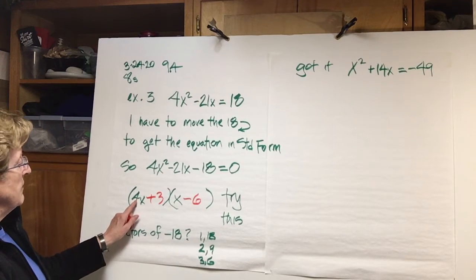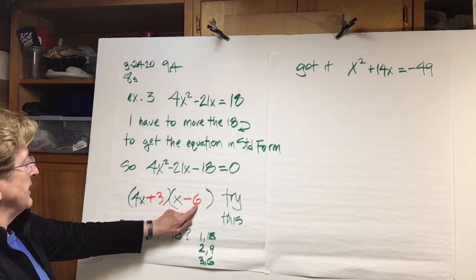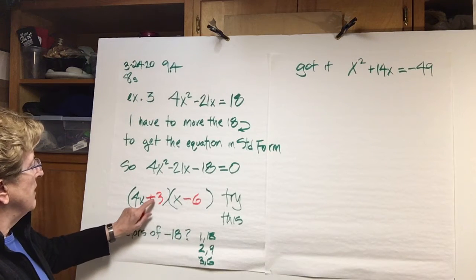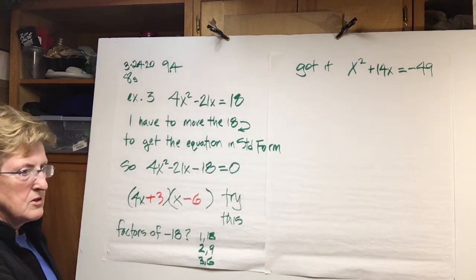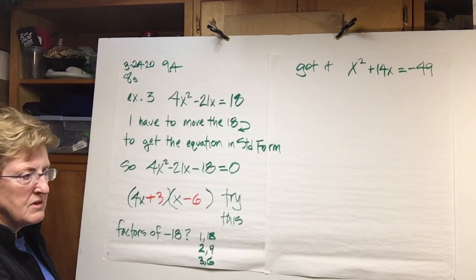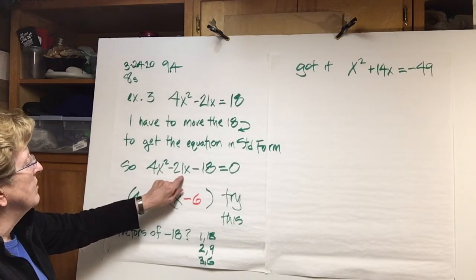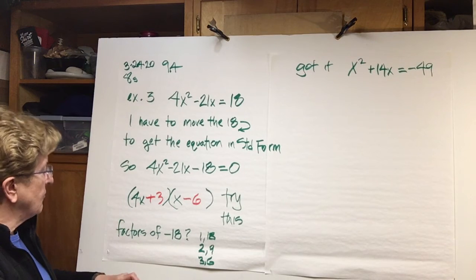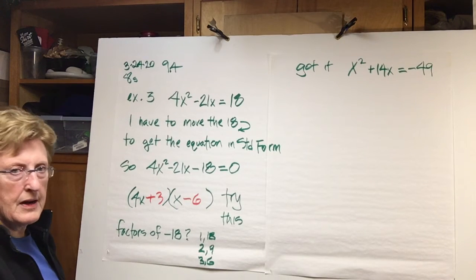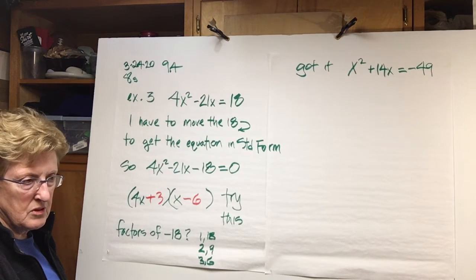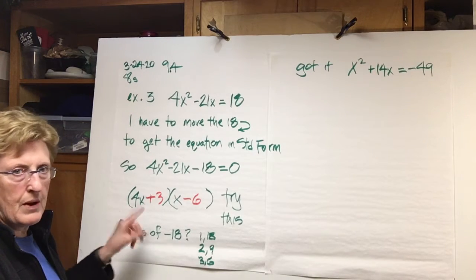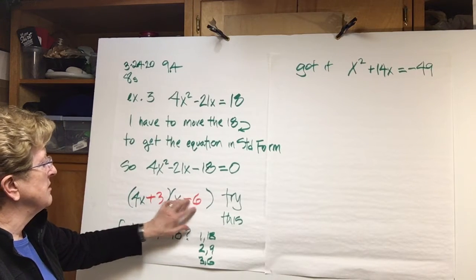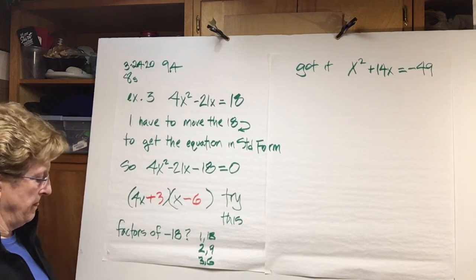So this would give me negative 24x. This is all talking about the middle term. And plus 3x. So negative 24 plus 3, that would give me my negative 21x, and this works. Now, we're not done, of course, because we have to find the roots or the solutions or where this parabola crosses the x. So we're going to set this equal to 0 and this equal to 0.